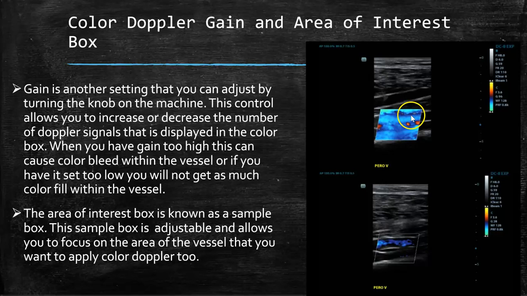Color Doppler gain and area of interest box. The gain is another setting that you can adjust by turning the knob of the machine. The control allows you to increase or decrease the number of Doppler signals that is displayed in the color box. When you have gain too high, this can cause color bleed within the vessel. So right here, your gain's too high, it's called color bleed, but in this one right here, your gain's too low and it's not filling the vessel. And your color box is this little box right here. This is your area of interest box.